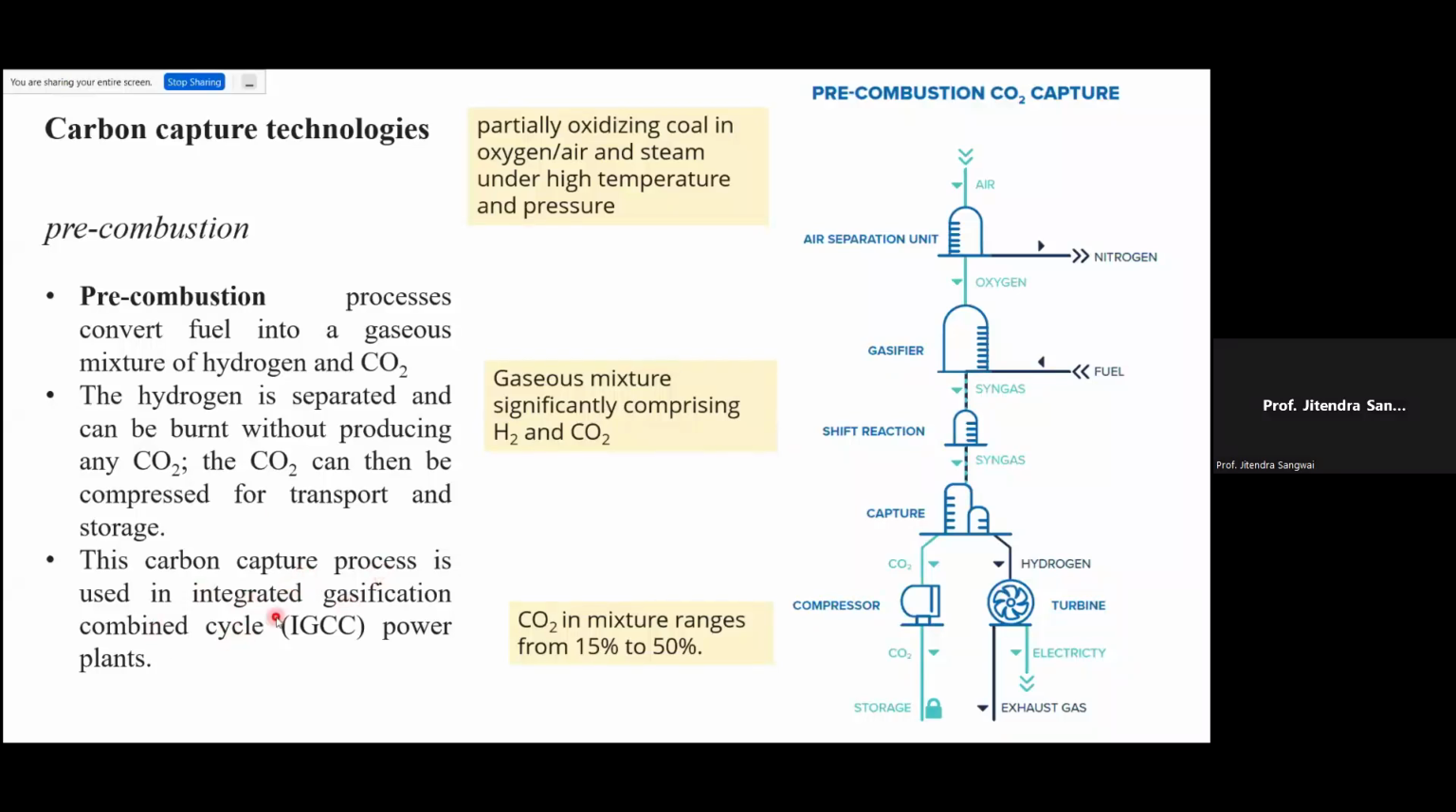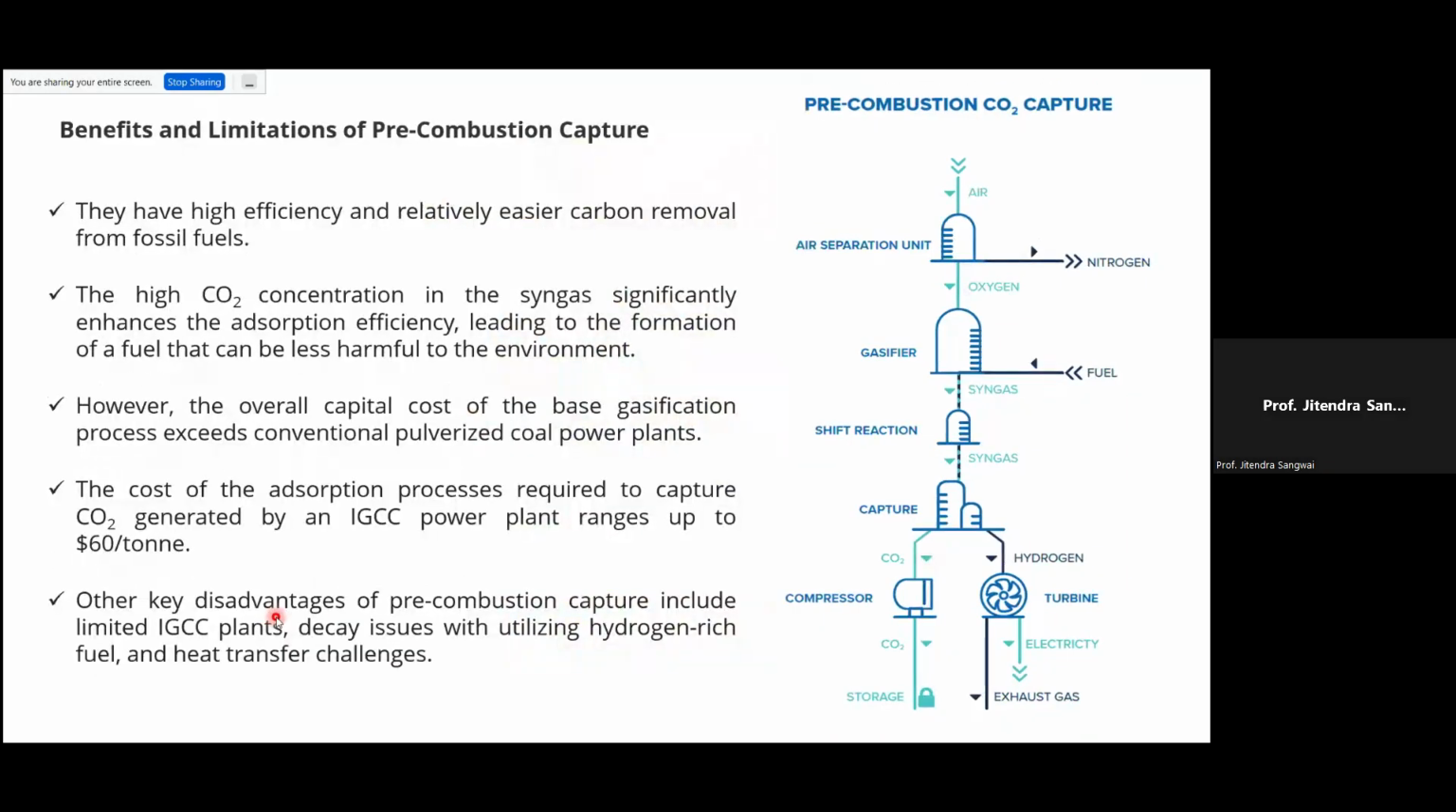Now, this requires an integrated gasification combined cycle power plant, and these are very few in number. Though this technology is there, and some of these plants are available in some places, they are not widely accepted, because you need additional investment and modification in the power plant to make sure that you can actually use this pre-combustion capture, right? So it also results in more cost to capture carbon dioxide, and it can go to about $60 per ton.